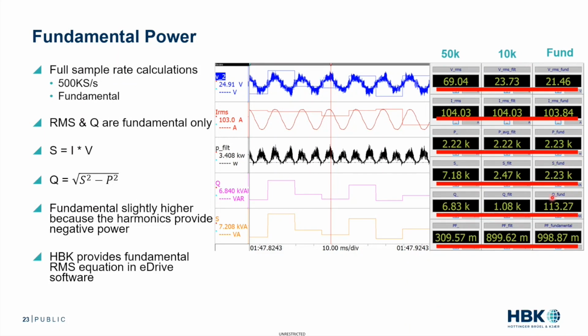Apparent power and now reactive power is the big one. We go from 6.8K to 113 volt-amps reactive. Also our power factor 0.309 to 0.998. These are big differences just based on filtering. How many harmonics of the fundamental do you want in these calculations?